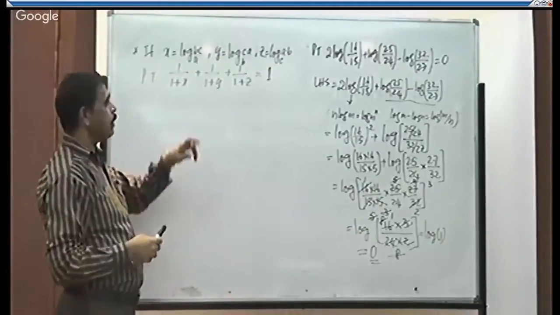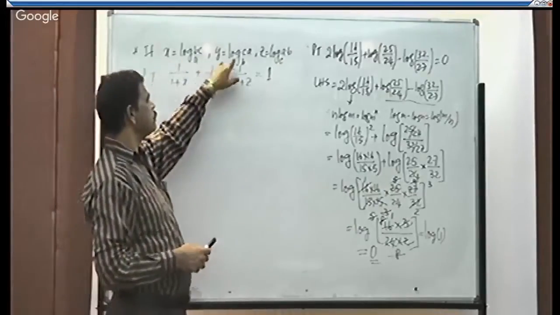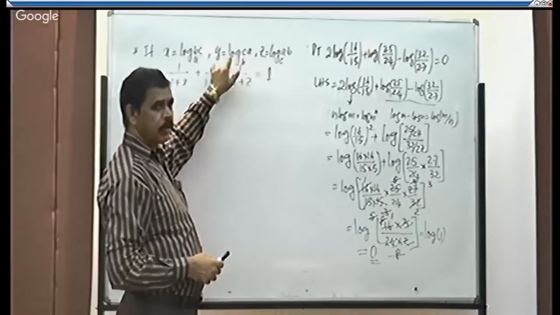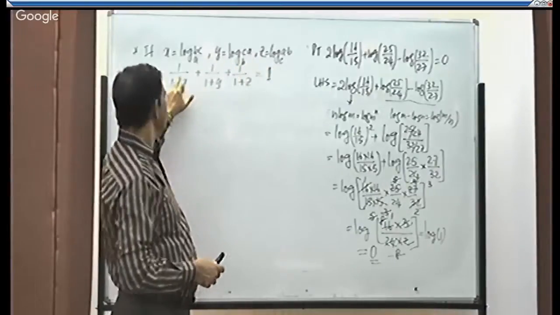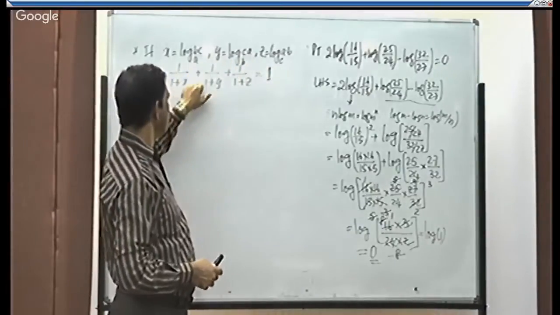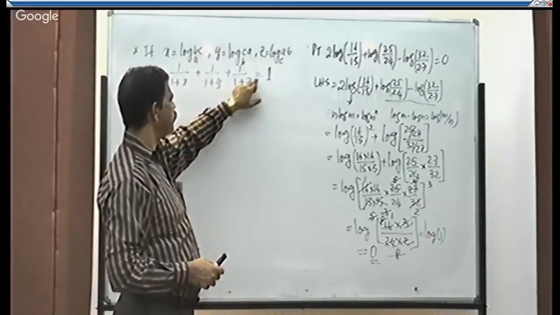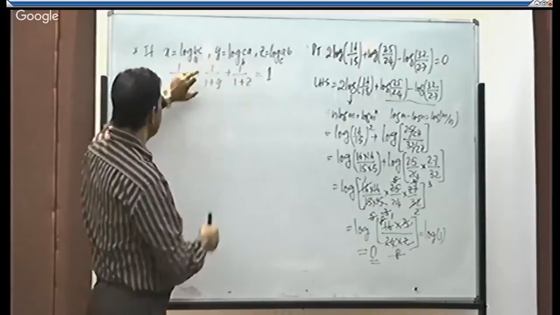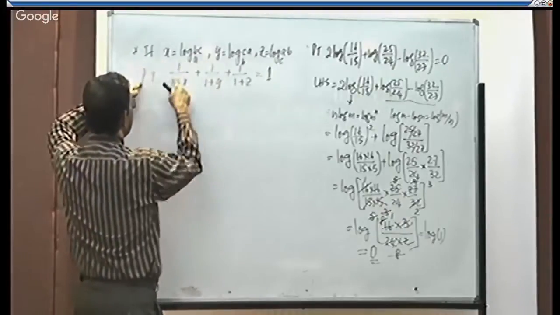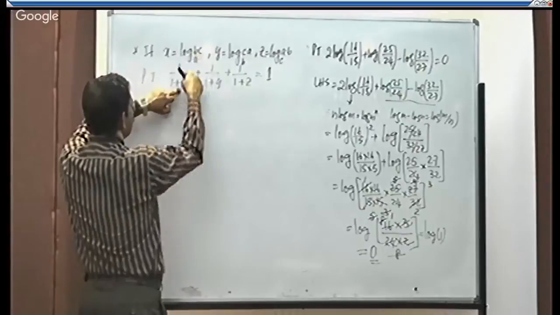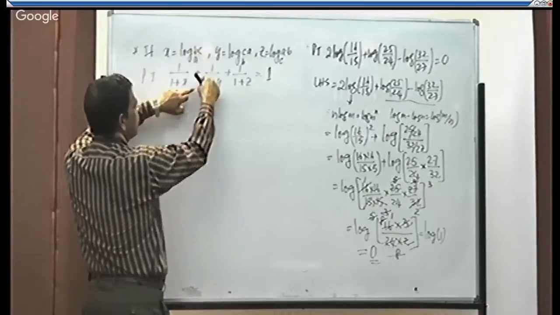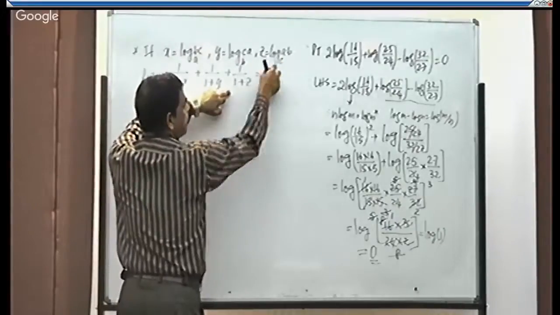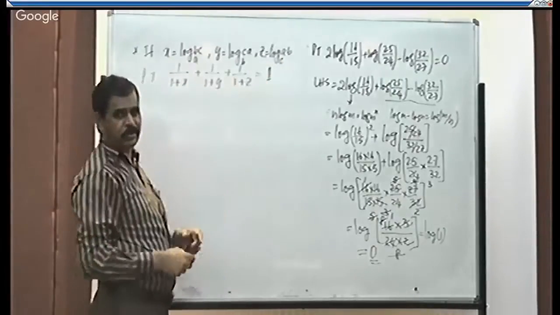Here they have given x value, y value, z value separately. With these x, y, z values, we need to prove that 1 by 1 plus x plus 1 by 1 plus y plus 1 by 1 plus z is equal to 1. Sometimes the same problem will be given like this. Prove that 1 divided by 1 plus, in place of x, this term, plus 1 by 1 plus this, plus 1 by 1 plus this is equal to 1. They are one and the same.